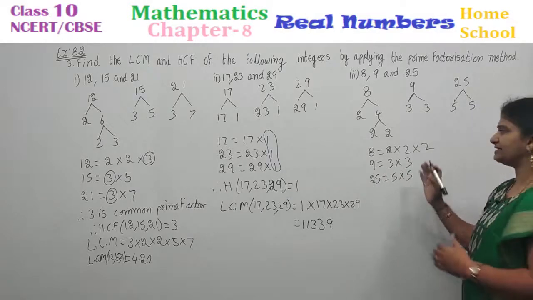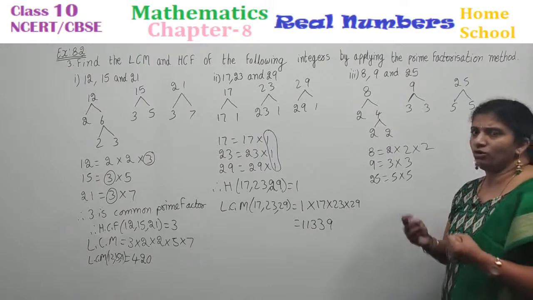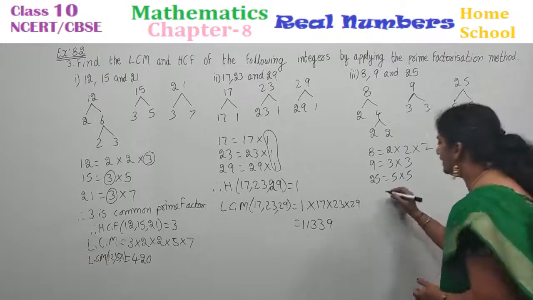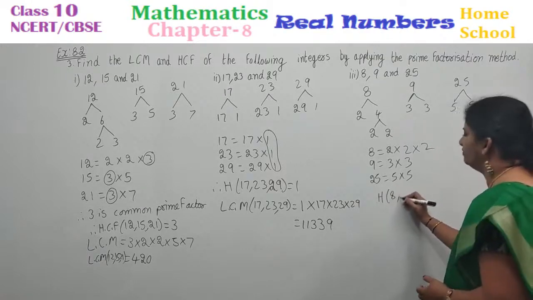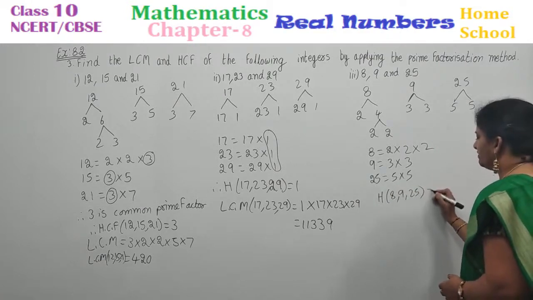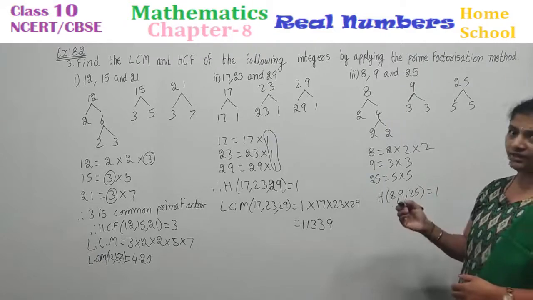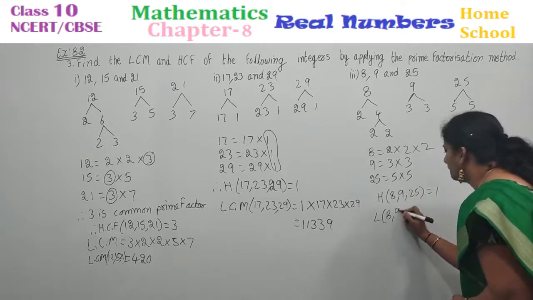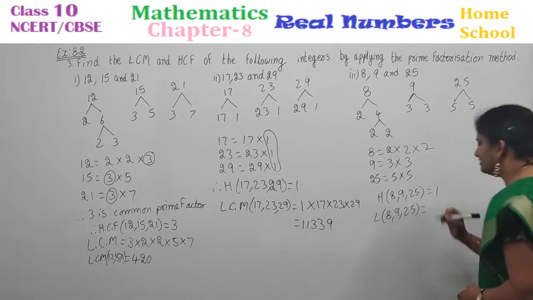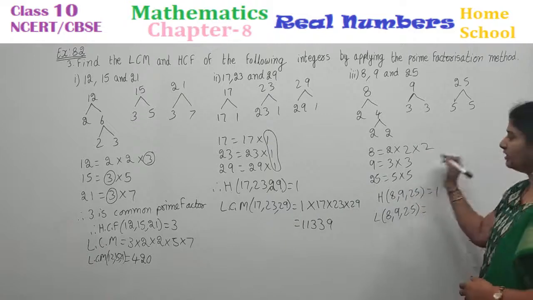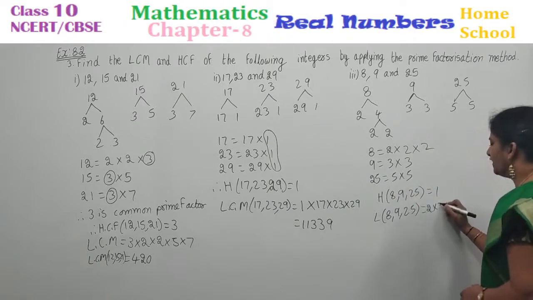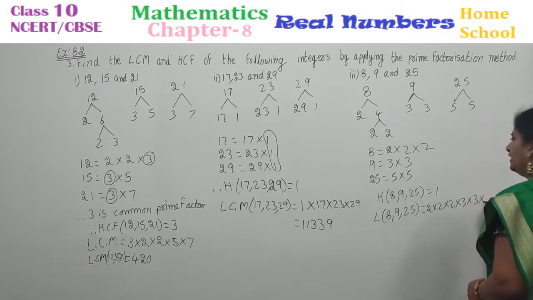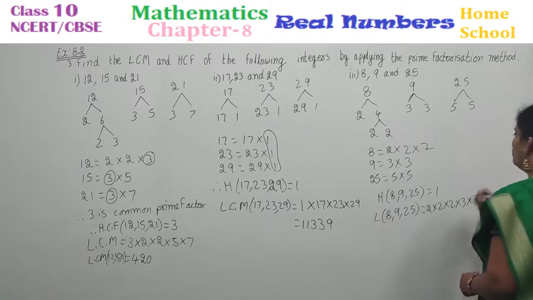See, observe here children, is there any common number? No, there is no common prime factor here. So if nothing is there, what you need to write? You can write it as HCF of 8, 9, 25 is equal to 1. Next, LCM of 8, 9, 25 is equal to, multiply all these, children. That means 2 into 2 into 2 into 3 into 3 into 5 into 5.